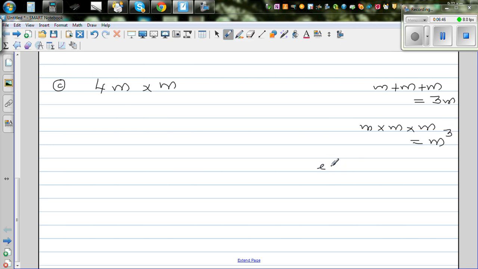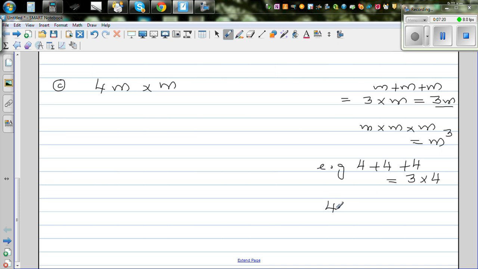So let me give you an example. Say you've got 4 plus 4 plus 4. 4 plus 4 plus 4 is 3 lots of 4. So this is same as writing 3 times 4. Okay, m plus m plus m is 3 lots of m, which is 3 times m. And 3 times m, you write as 3m.